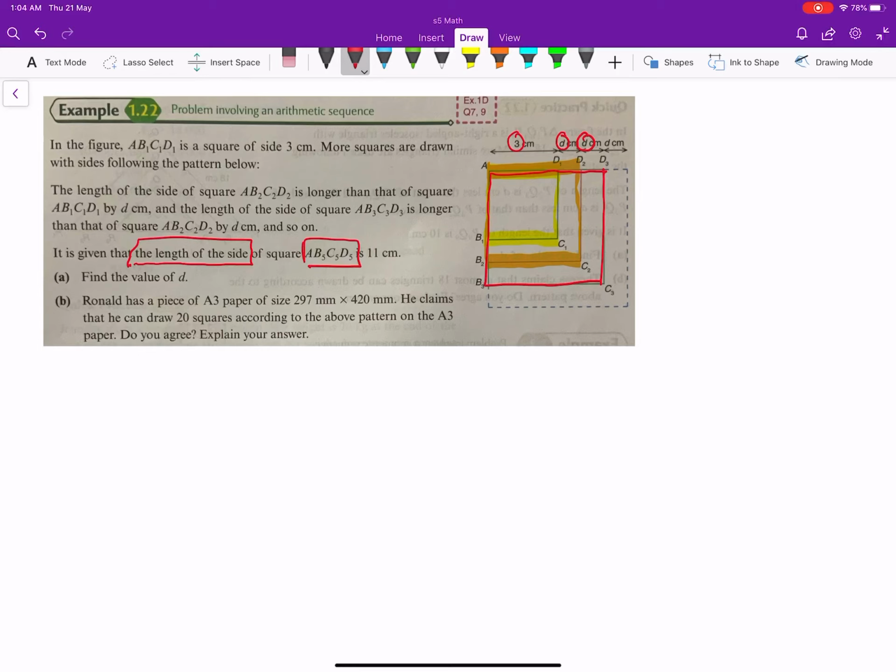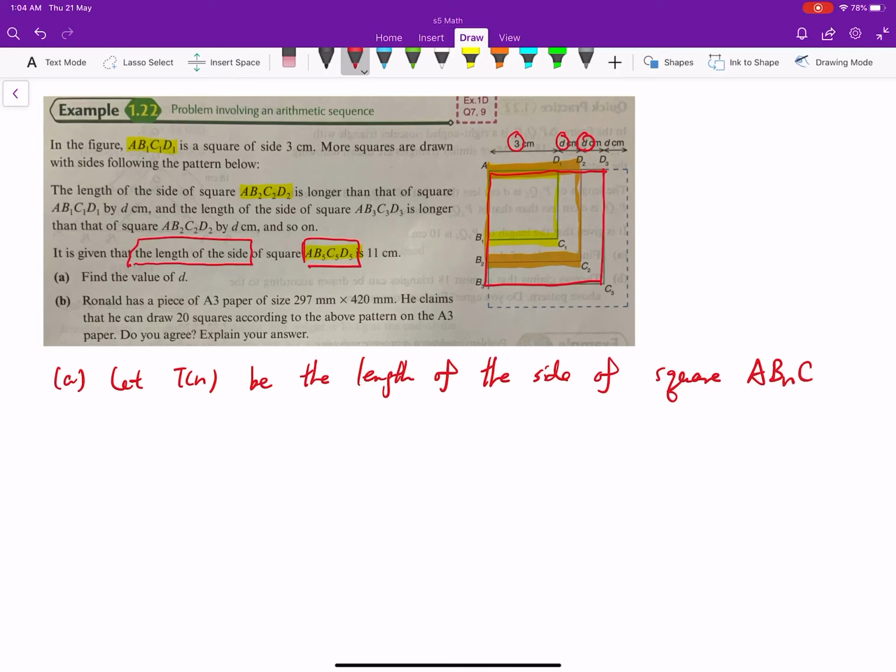So now, maybe first of all, like the previous example, let Tn be the length of the side of the square. We just simply look at the format. This is A, B1, C1, D1, right? This is A, B2, C2, D2, and this is A, B5, C5, D5, right? So you just replace the 1, 2, 5 by n, so it will be A, Bn, Cn, Dn.